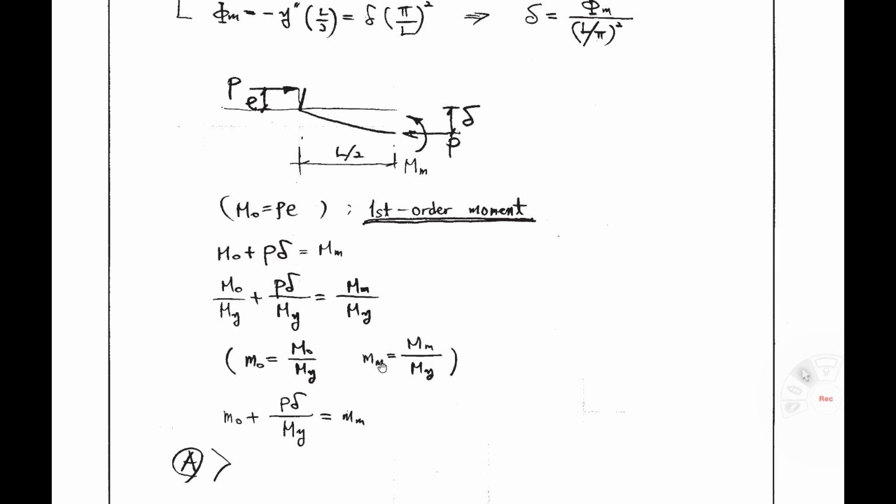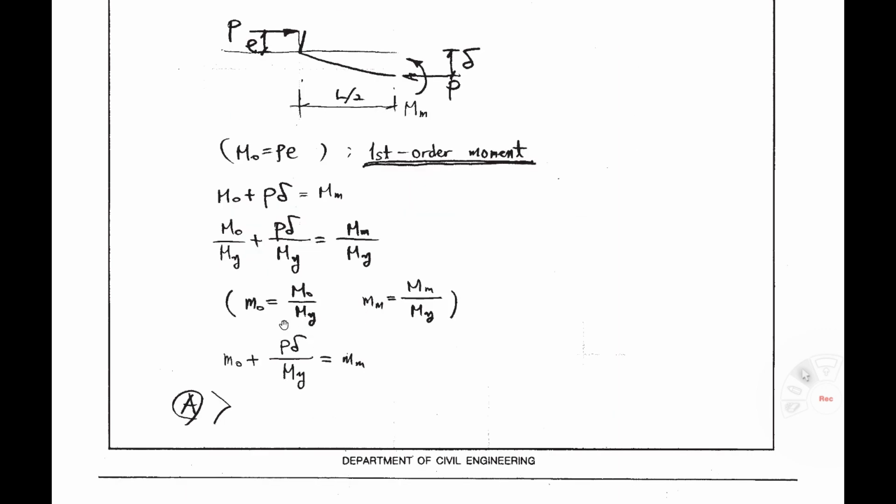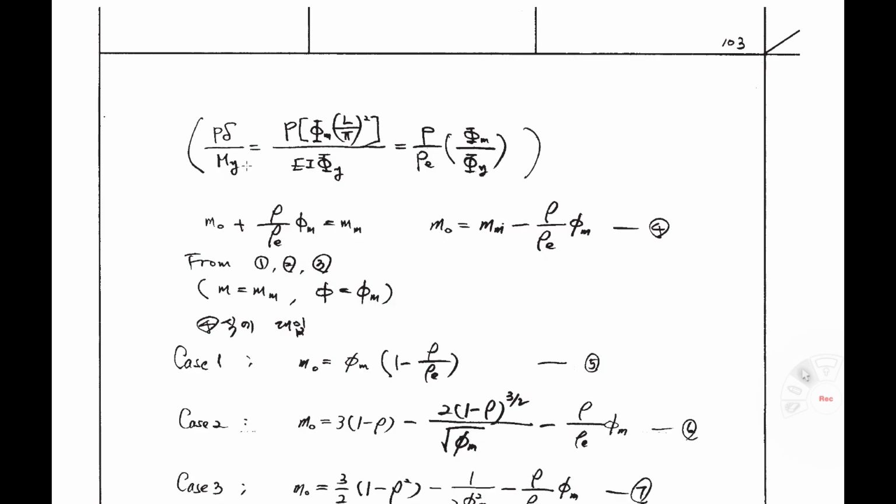Sub m means regarding midspan moment. If you rewrite this equation, small m0 plus P delta equals M_m. If you input this equation into here, let's calculate P delta over M_y. Delta can be written like this, M_y equals EI curvature phi_y.